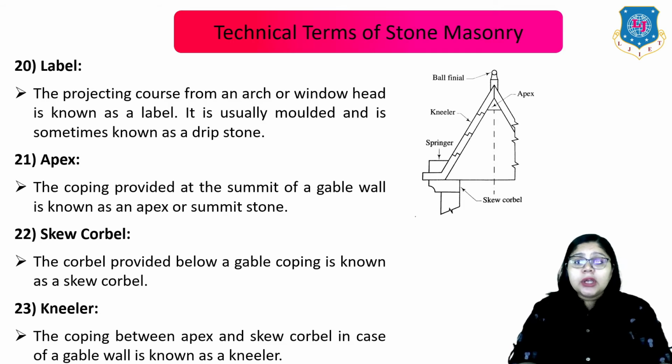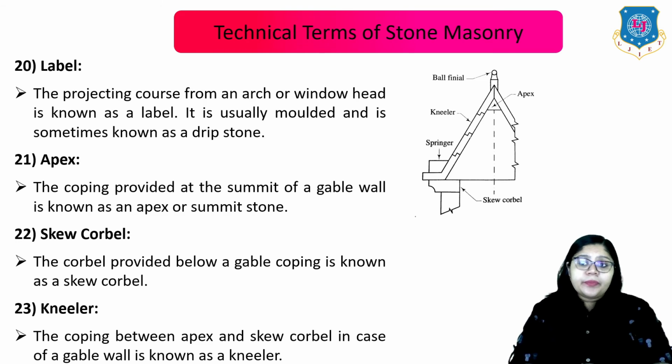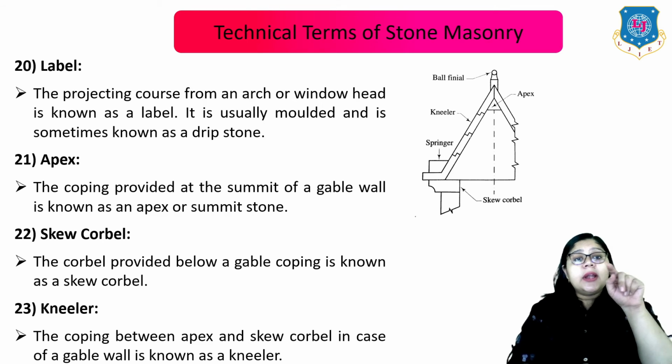Next is the label. The projecting course from an arch or window head is known as the label. It is usually molded and is sometimes known as a dripstone. Next is the apex. The coping provided at the summit of a gable wall is known as an apex or the summit stone, as shown in this figure. The apex is at the top.